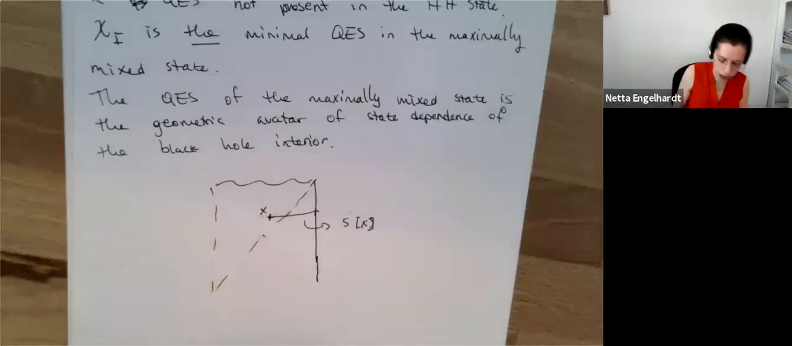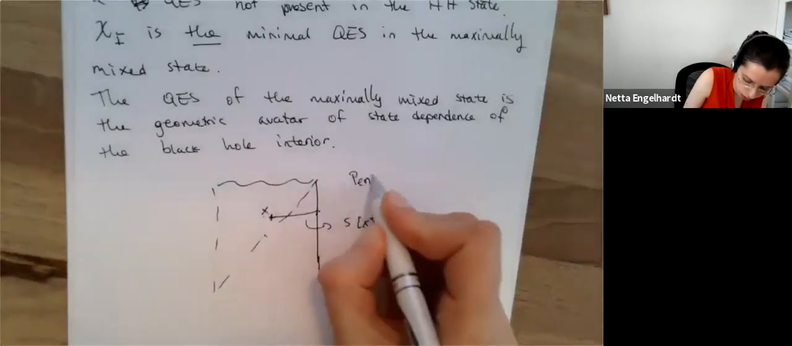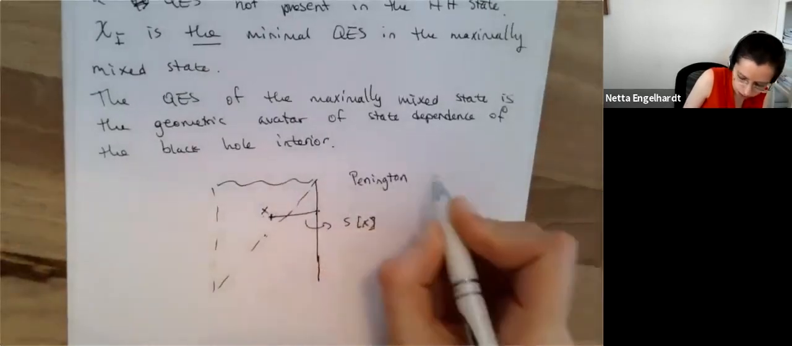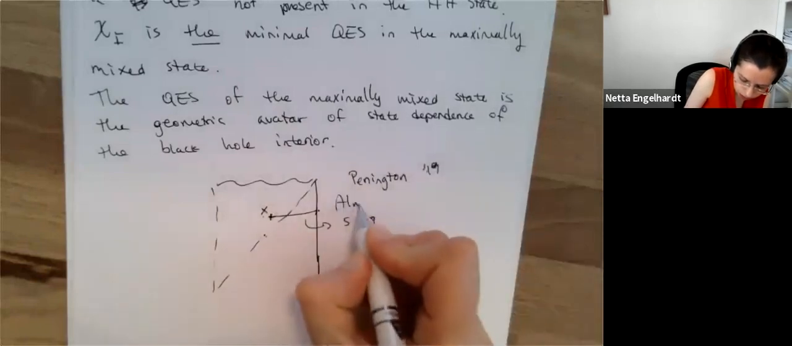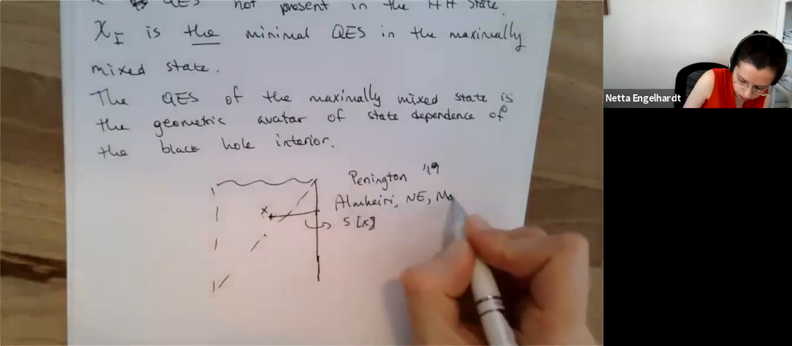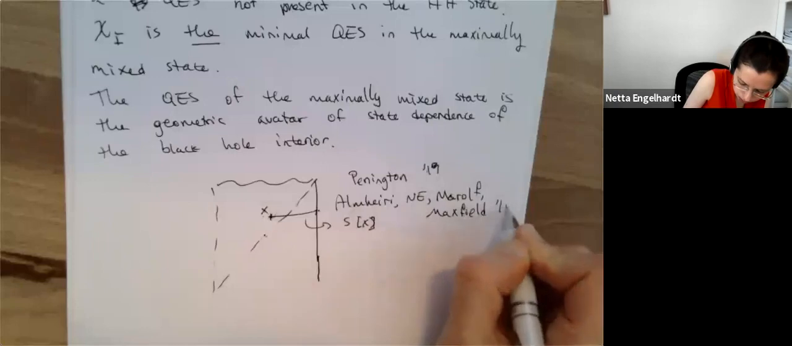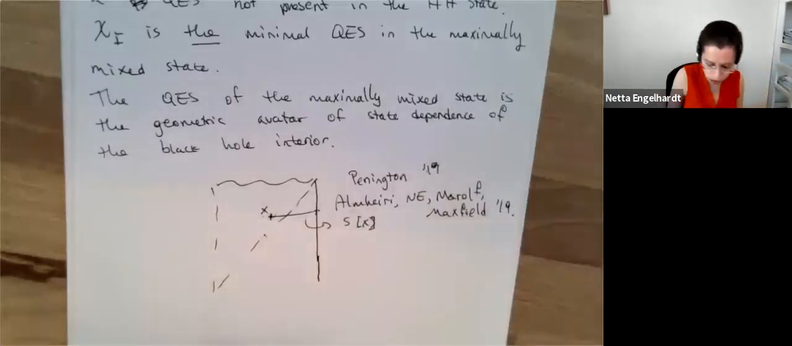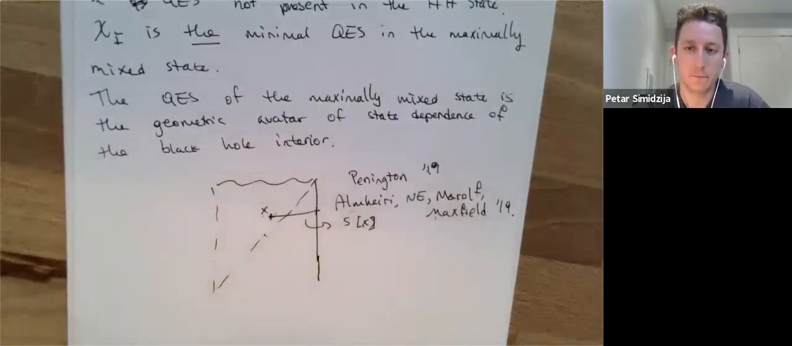Yeah, so these are two papers from 2019, one which is less explicit but more general, by Pennington, and one by Almheiri, myself, Marolf, and Maxfield, also 2019. If you want to look up the calculations, this one is very explicit. This one is a little more general. Okay, thanks. Other questions?